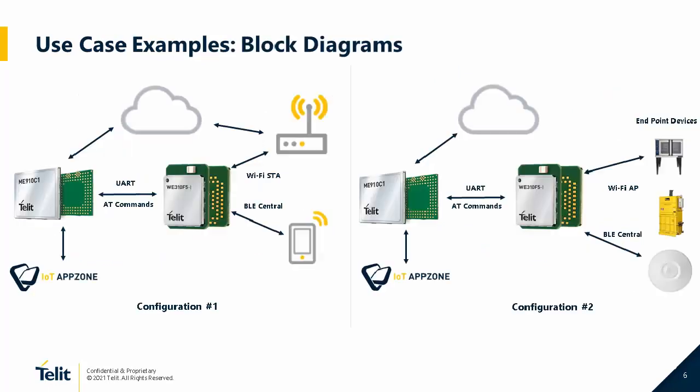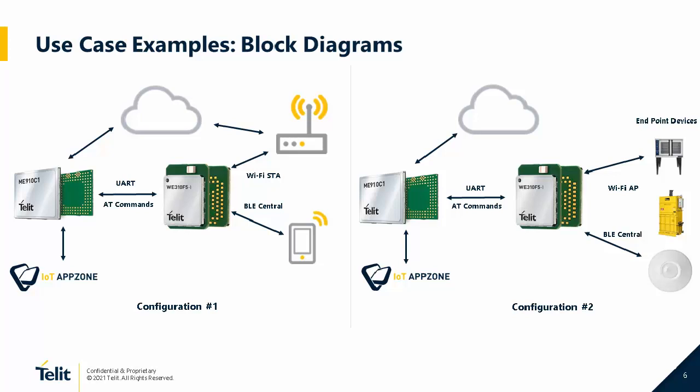Now I'll go to the next slide. I'll show you a little bit different view, kind of a block diagram format of what these two configurations would look like. So in the first configuration, we've got a cellular module, and in that module is running an application in what Telit would call IoT AppZone, and its primary connection to the cloud.